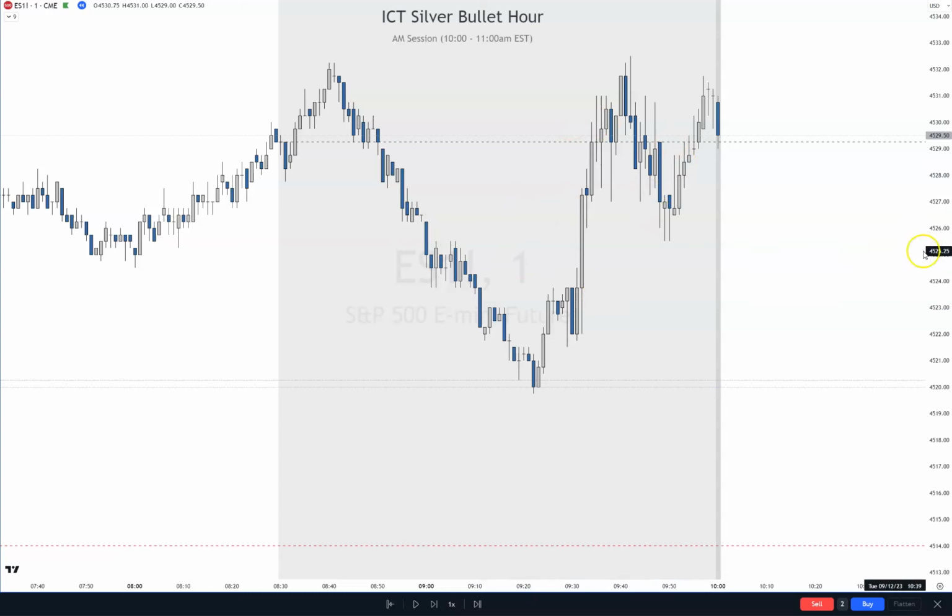All right, so first thing I see here, we're going to go candle by candle, and we get started here. This is the 10 o'clock hour in the dark gray, and we have buy side liquidity taken, right? Came up, and now we're trading into this fair value gap. Let's mark that on the chart.